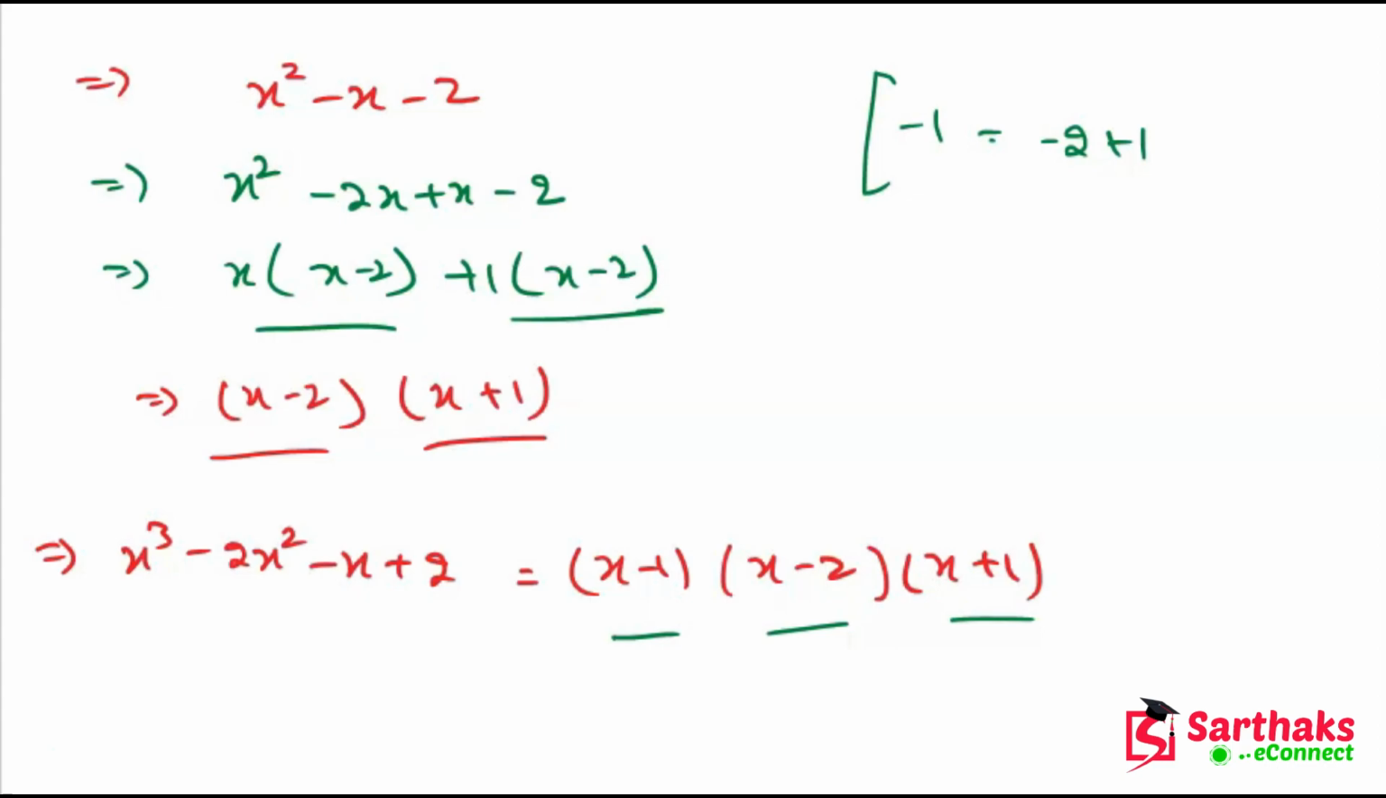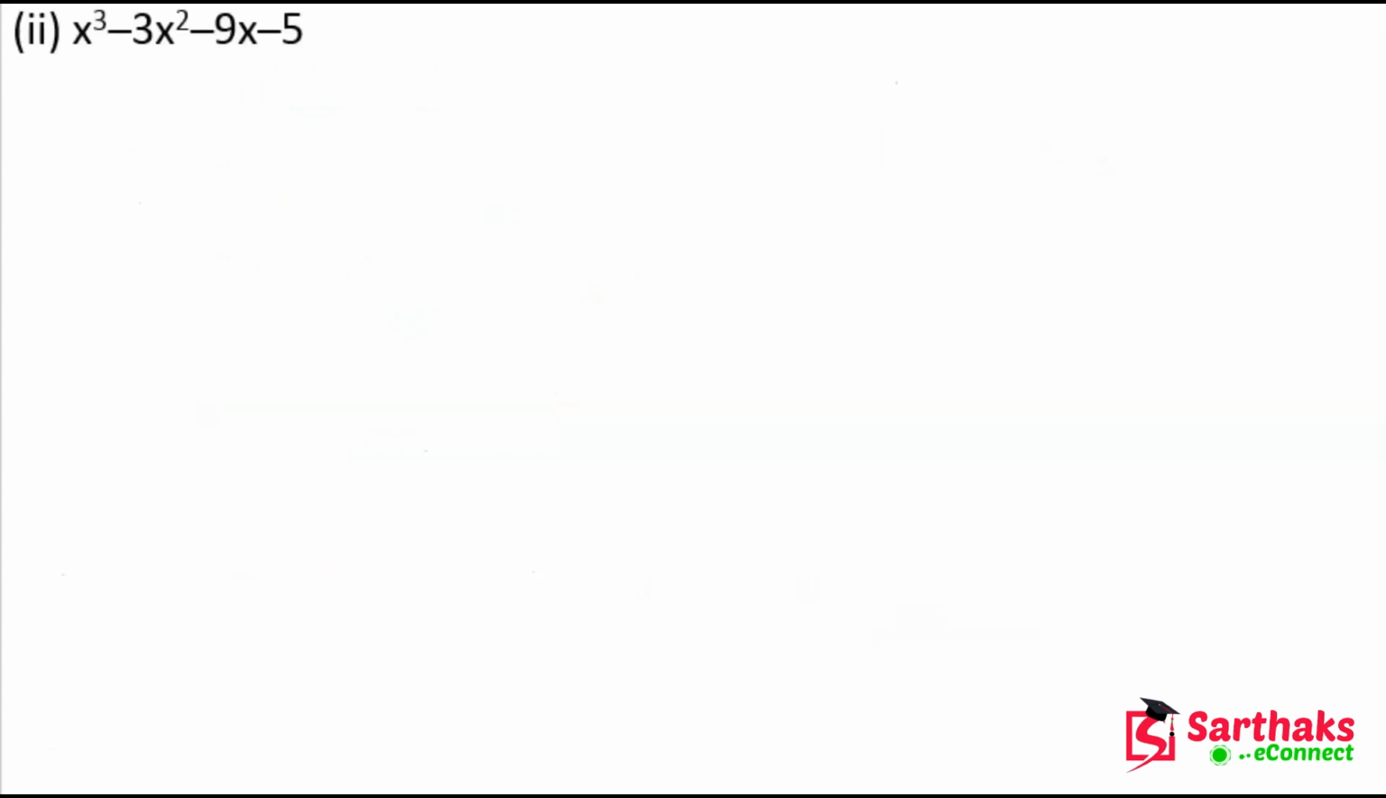Yeah, so now let's move on to the next question, which is x cube minus 3x square minus 9x minus 5. Now we have to find the three factors of this polynomial. Let's suppose this is p of x. Again we have to find a number which, after putting it in this polynomial, will give 0. So let's suppose first we are putting -1 in this equation.